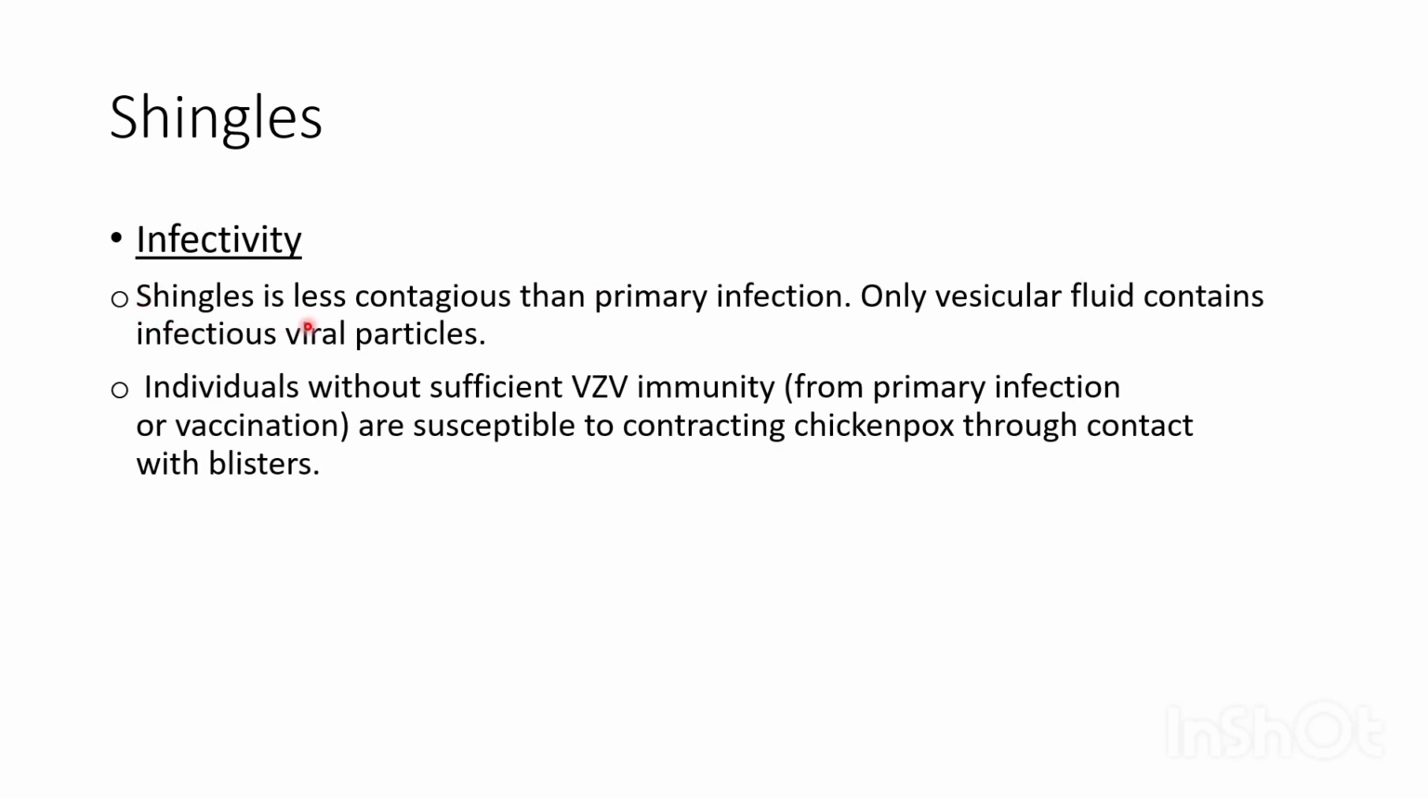Infectivity: shingles is less contagious than primary infection. Only vesicular fluid contains infectious viral particles. Individuals without sufficient varicella zoster virus immunity from primary infection or vaccination are susceptible to contracting chickenpox through contact with blisters.